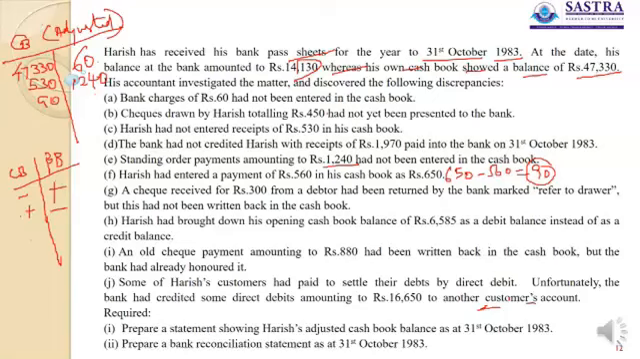Then the bank returned a check for 300 received from a debtor, marked refer to drawer, but this had not been entered in the cash book. This is a check received by Harish and remitted in the books of accounts from a debtor, which has been returned by the bank after having been remitted in the bank account. So in fact, this 300 rupees might be the cost of a dishonored check, which should be adjusted in the cash book.